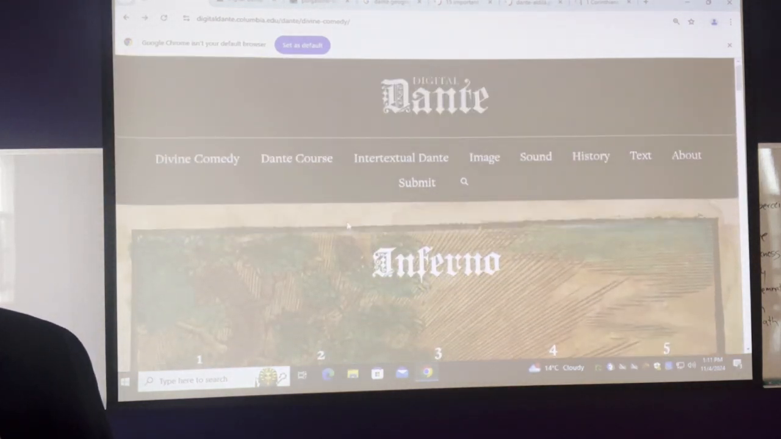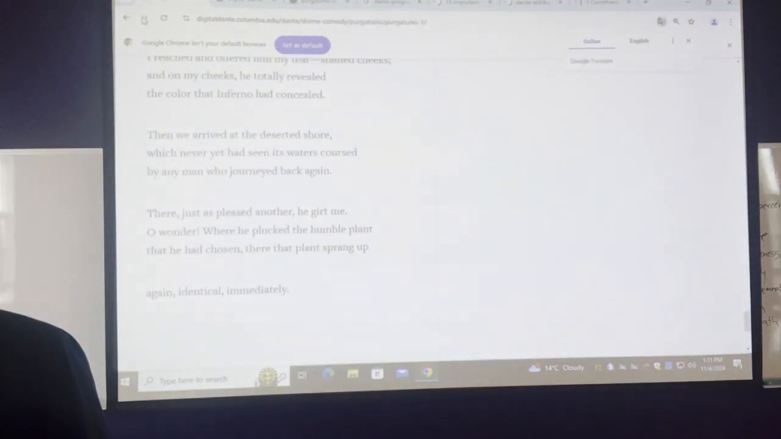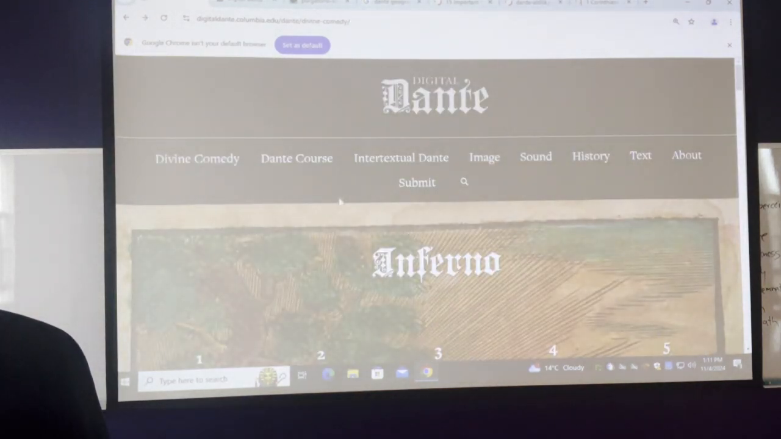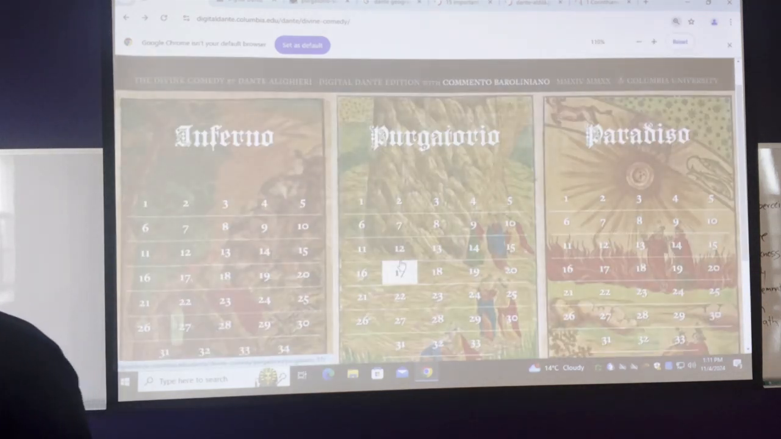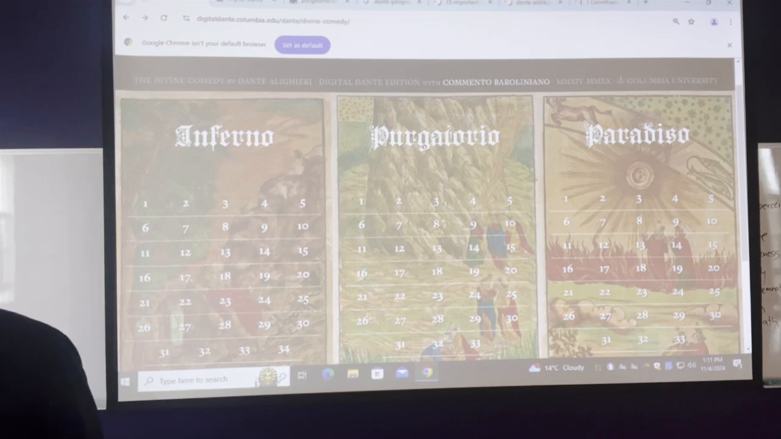Let me find, oops, that's not the way. How do we get to Inferno? I guess I'll have to go back to this. How did that happen? That's how. So we'll go to Purgatorio. Give me a sec here.